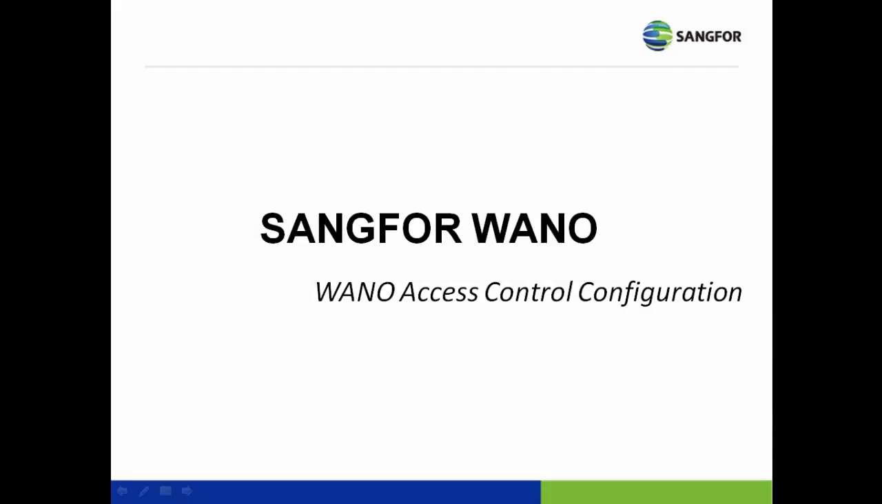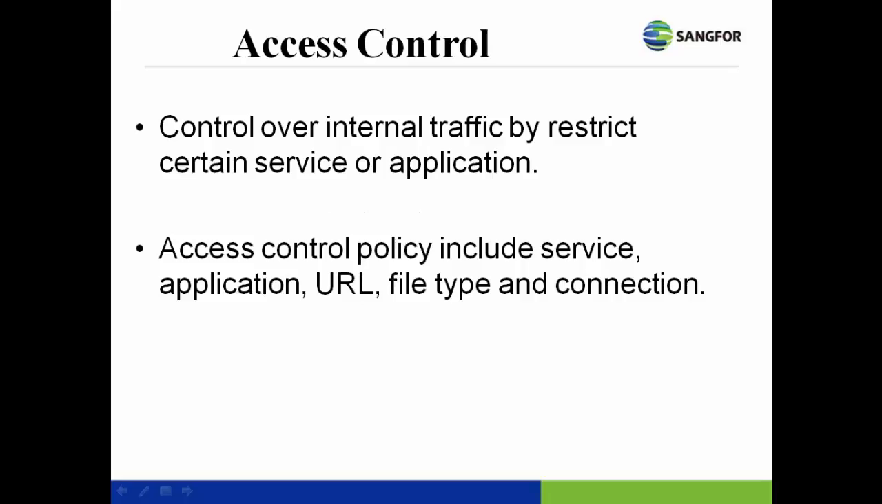WANO access control configuration. Access control helps administrators control their internet traffic to restrict certain services and applications. Commonly it is used by clients to block all entertainment traffic during office hours. The access control policy can be simply set up with criteria including service, application, URL, file type, and connection.